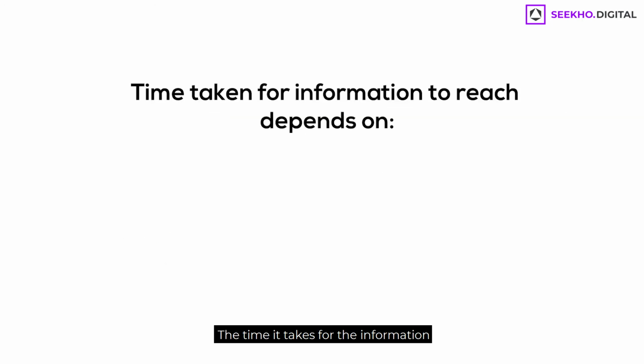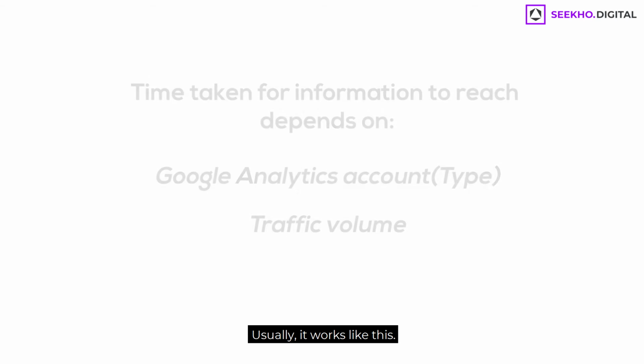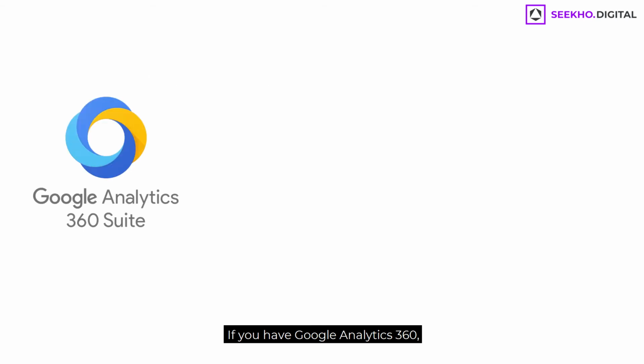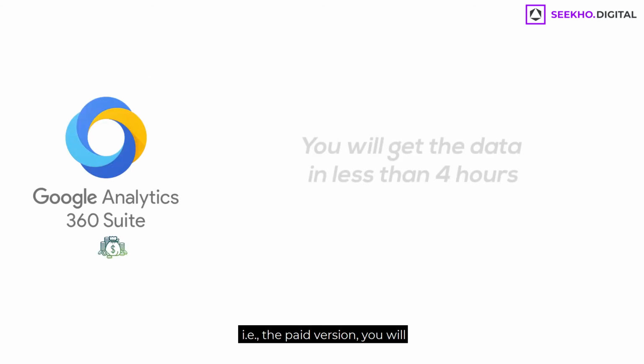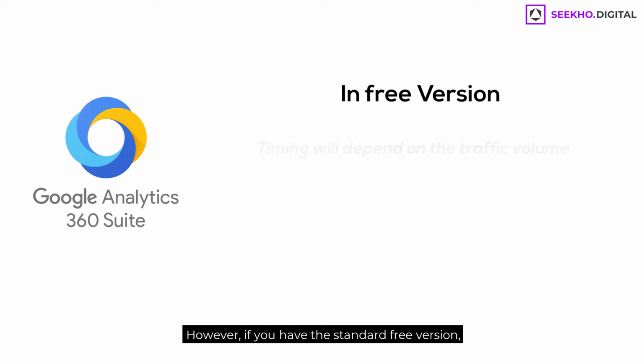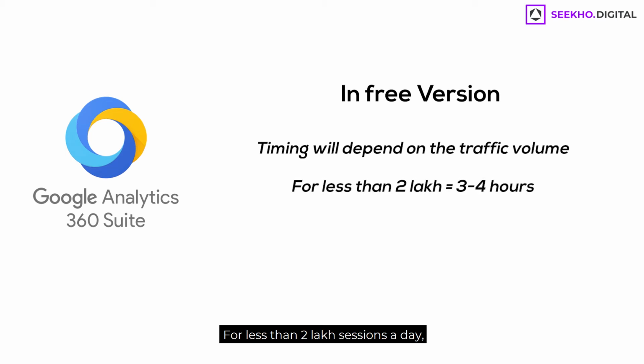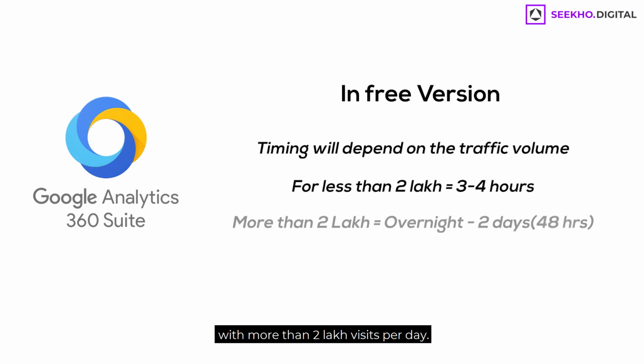The time it takes for the information to reach you depends on your Google Analytics account and the traffic volume. Usually, it works like this. If you have Google Analytics 360, i.e., the paid version, you will get the data in less than 4 hours. However, if you have the standard free version, the timings will depend on the traffic volume. For less than 2 lakh sessions a day, you should get the data in 3 to 4 hours. There most probably won't be any intraday processing for websites with more than 2 lakh visits per day. All the data will be processed together overnight.